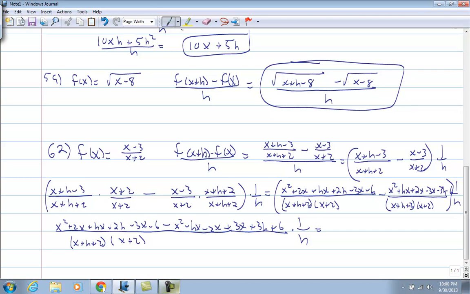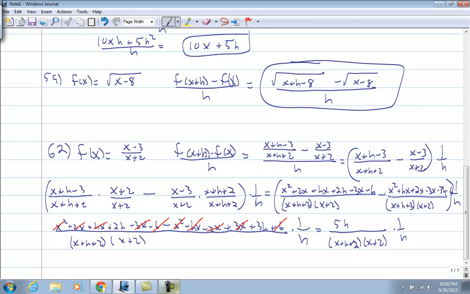So what will go away? Let's see. Our x squareds will subtract out. There's a 2x and a minus 2x that will go away. Hx and a minus hx. There's a 2h, okay, that's not going to go away, but minus 3x and plus 3x will go away. Minus 6 and plus 6 goes away. And that's going to give us 2h plus 3h is 5h over x plus h plus 2 times x plus 2 times 1 over h.